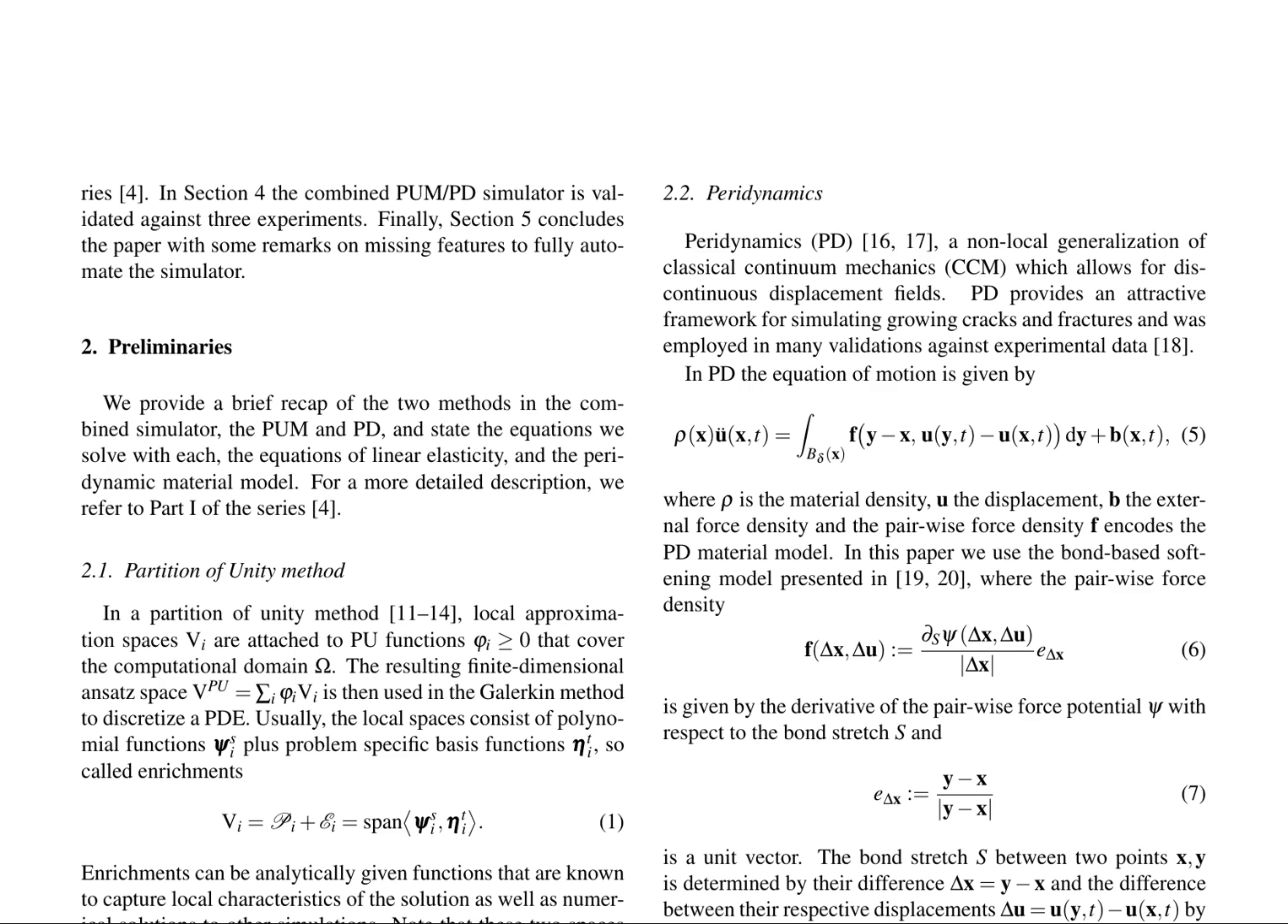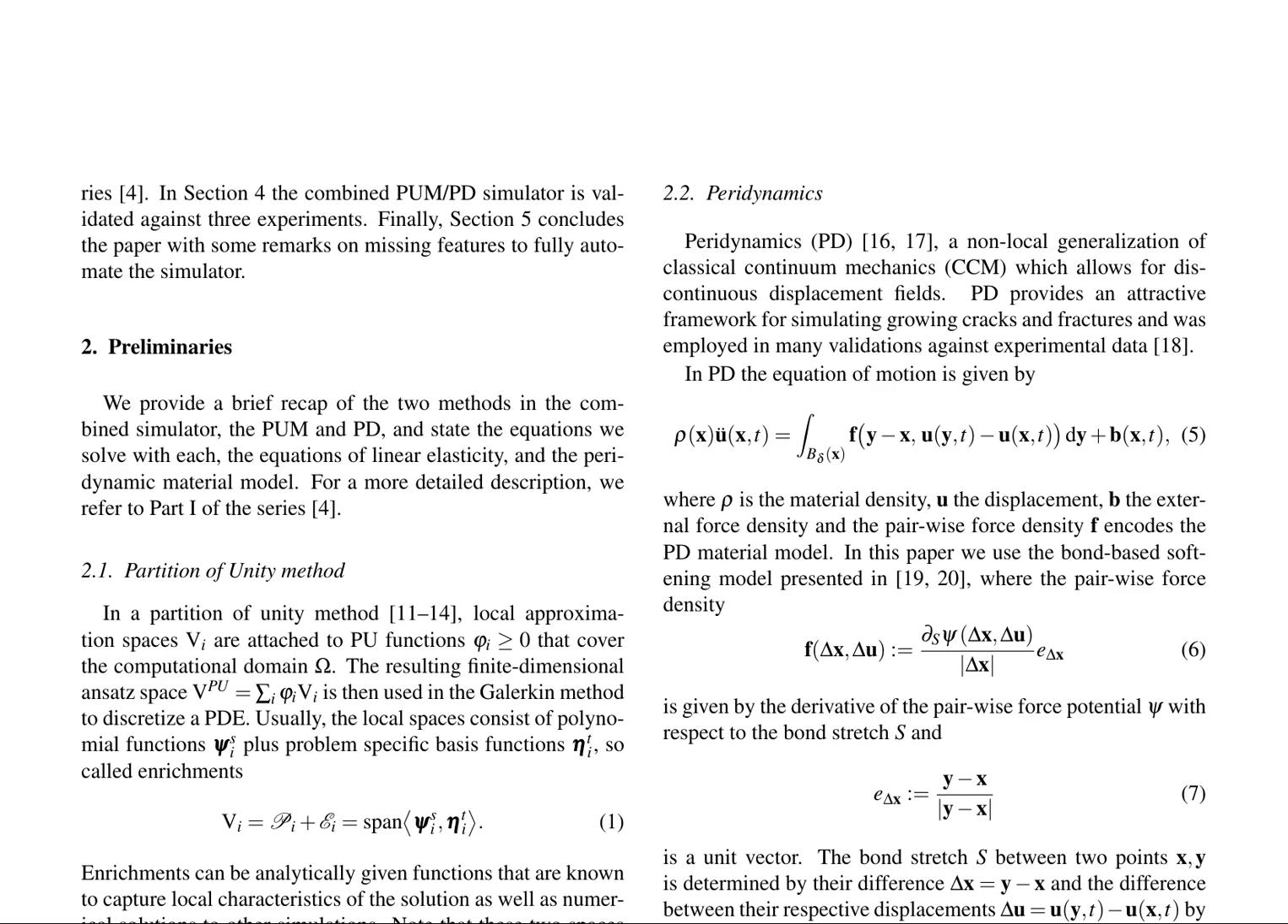PUM is a mesh-free method used for discretizing partial differential equations, utilizing local approximation spaces attached to partition of unity functions. This method is employed in the Galerkin method to solve the equations of linear elasticity, resulting in a finite-dimensional ansatz space comprising polynomial functions and problem-specific basis functions known as enrichments. These enrichments can be either analytically given or numerically computed.